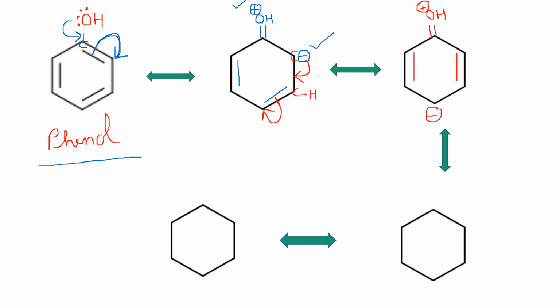Now the negative charge will shift between the carbon where the negative charge is and the next carbon. That means I'll get a double bond here, and simultaneously this double bond will break and the negative charge will come on this carbon where the double bond is ending. This is as it is. I have a double bond.